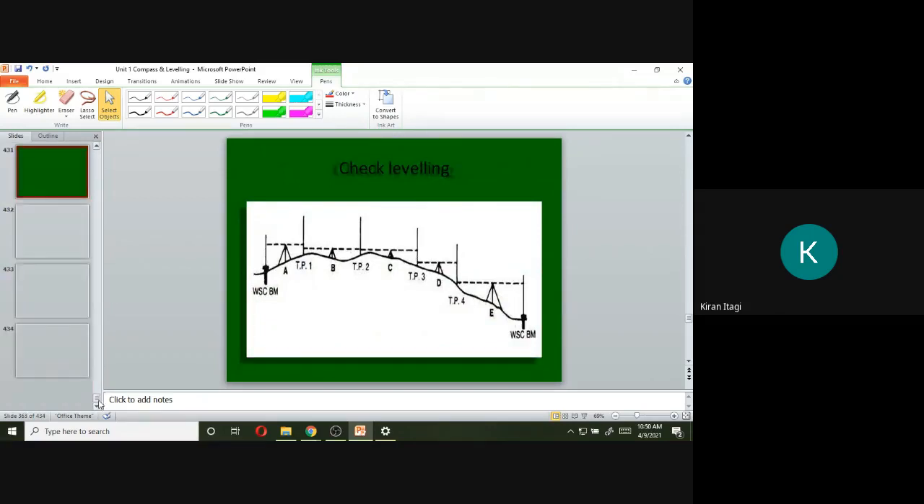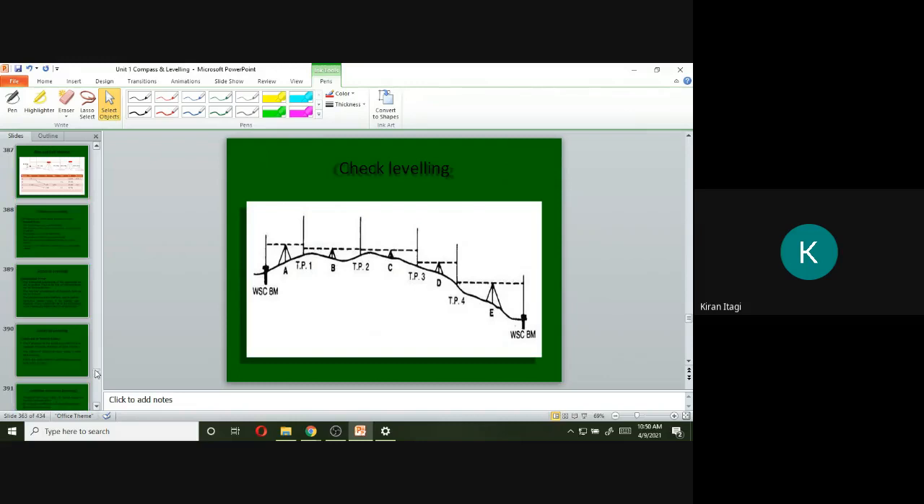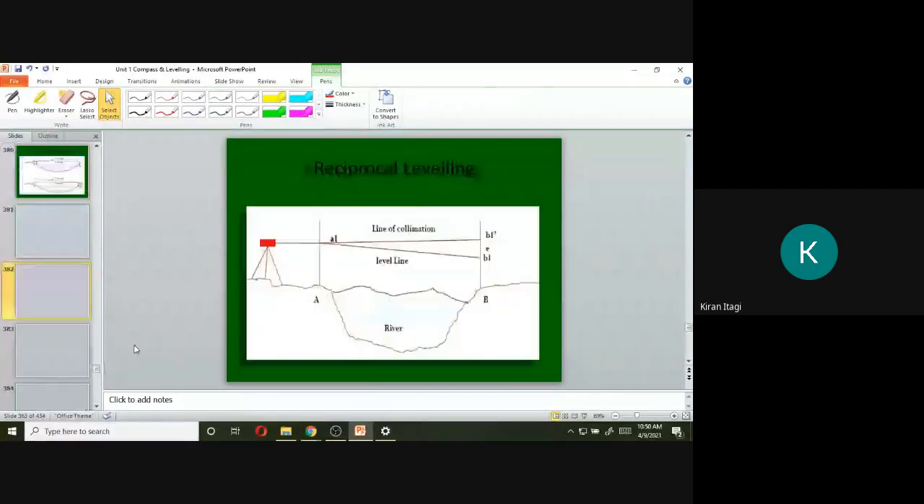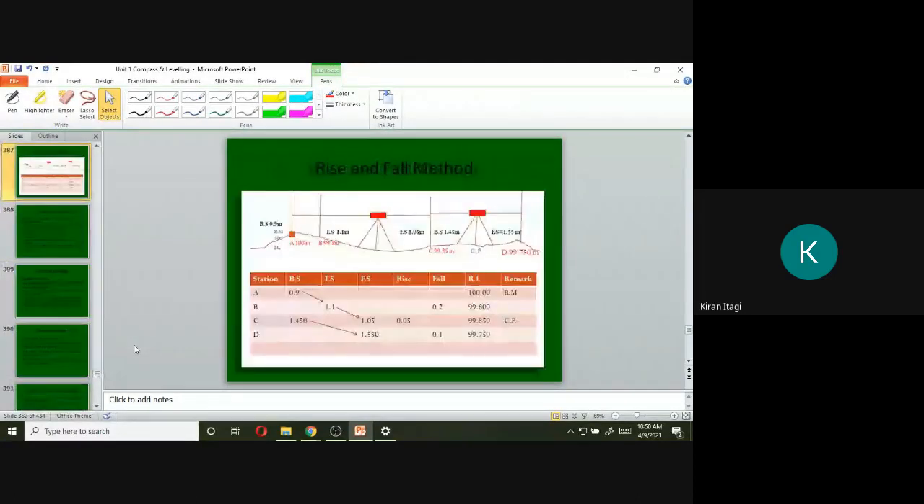Still, I need nearly 6 classes to complete your first unit because it is very lengthy. And here also we have some numericals. The rise and fall method and the height of instrument method are there to determine the relative levels for different positions.